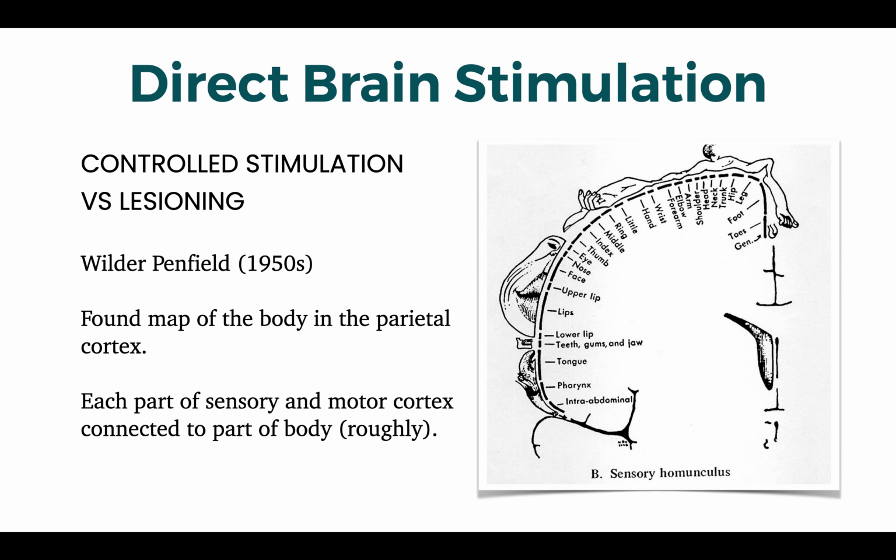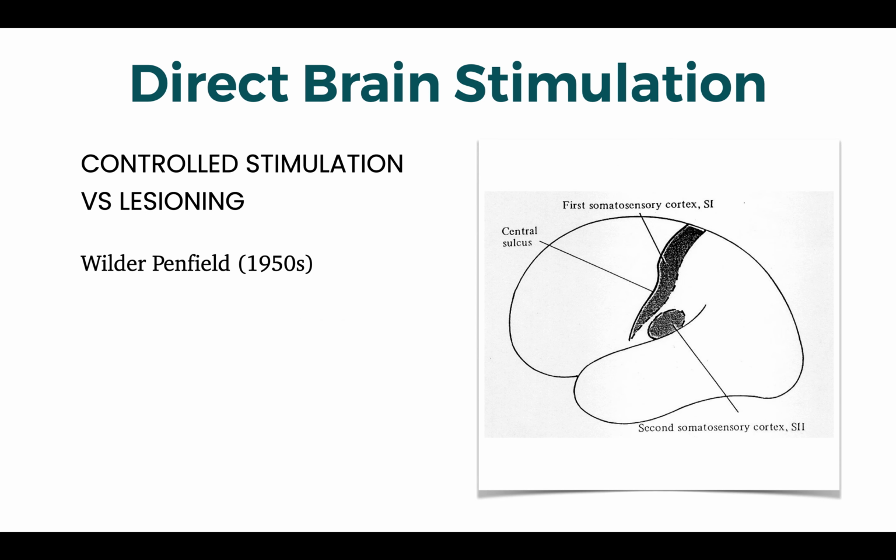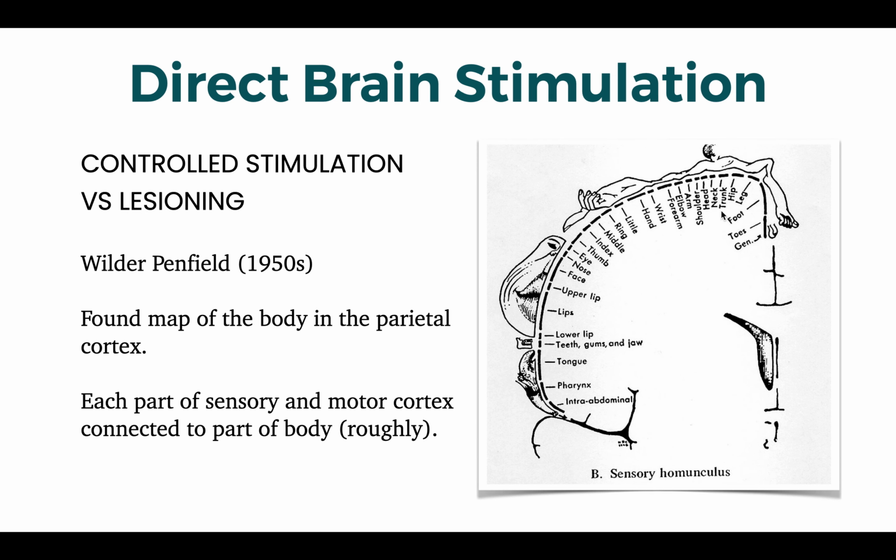And he found that each part of the sensory and actually the motor cortex, which is right next to it, so this is primary somatosensory cortex, and right on the other side of this line is primary motor cortex in the frontal lobe. And he found that as he stimulated these different areas, they actually corresponded to different areas of the body. So stimulating this area, for instance, patients would feel a sensation in their toe, or maybe their toe would wiggle, something similar, right?